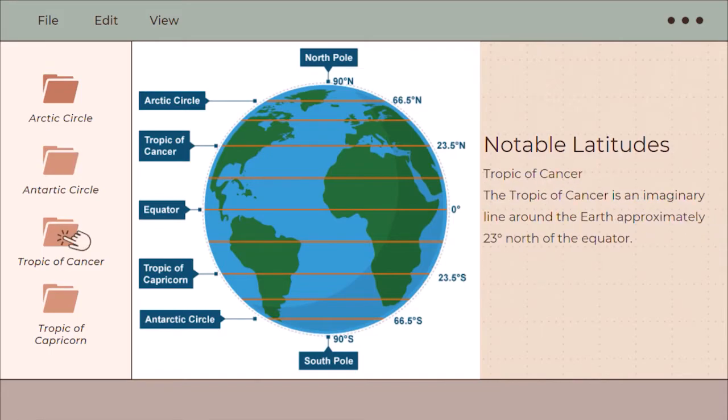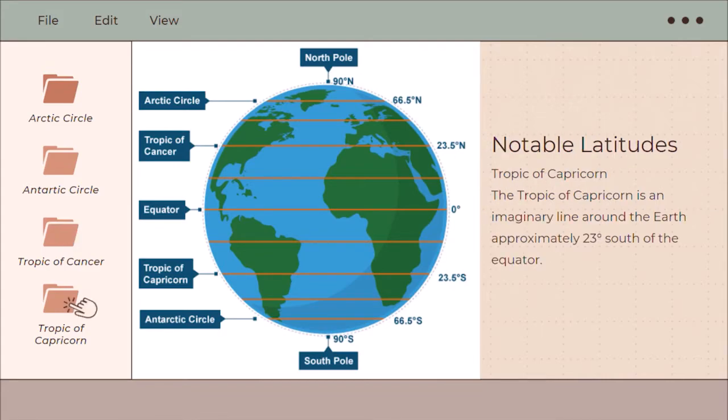The third one is the Tropic of Cancer. The Tropic of Cancer is an imaginary line around the Earth approximately 23 degrees north of the equator. It marks the northernmost position on the Earth where the sun is directly overhead at least once a year. This happens during the June solstice when the Earth's northern hemisphere is tilted towards the sun.